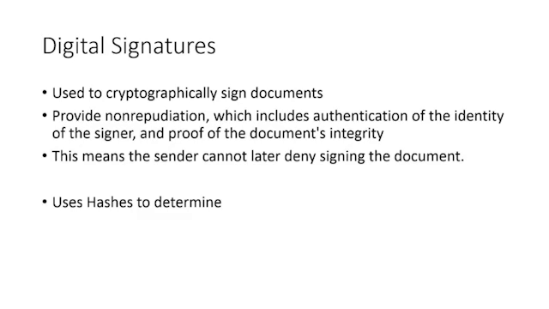So those digital signatures I was alluding to, right? This is used to cryptographically sign documents. We can also sign emails, right? These give us non-repudiation, saying we can't deny that we sent something or can't deny that we did something to that document because it has our digital fingerprint on there now. So digital signatures can include authentication of the identity of the signer and proof of the document's integrity. That means the sender can't later deny signing the document. They can't repudiate that.